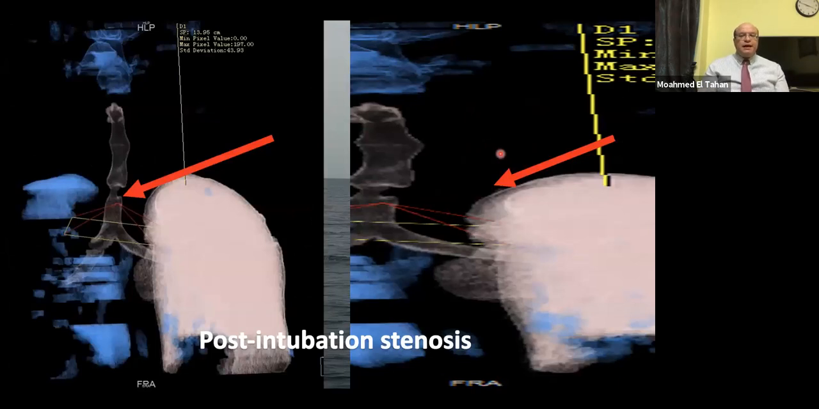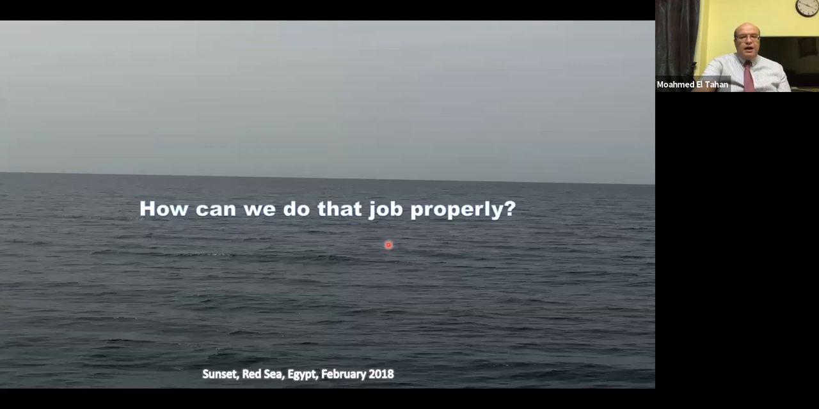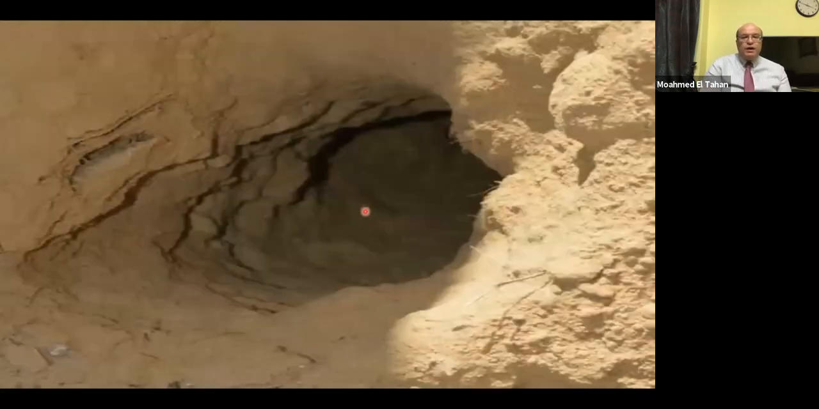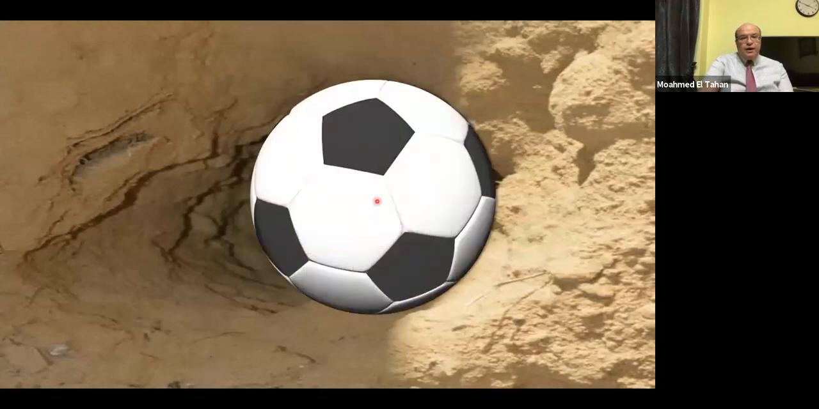Some patients might have post-intubation stenosis, and it is difficult to advance the tube inside the tracheobronchial tree. How can we do that job? When you are using the blockers, we are working like tunnels, and we are going to kick the ball to close the tunnel opening.